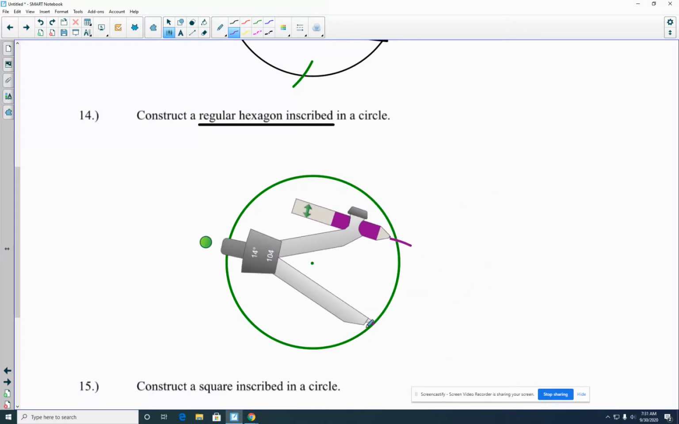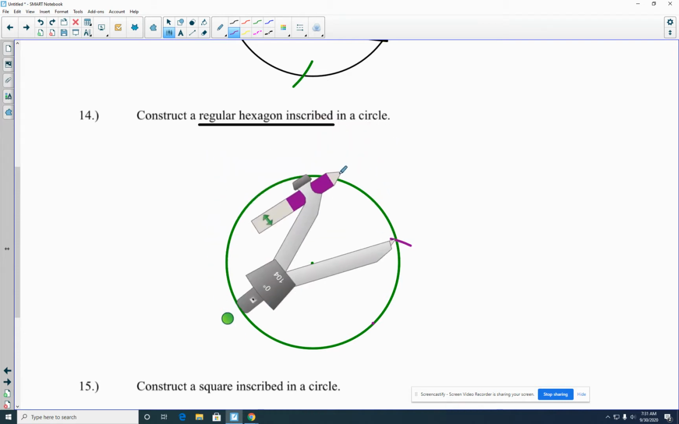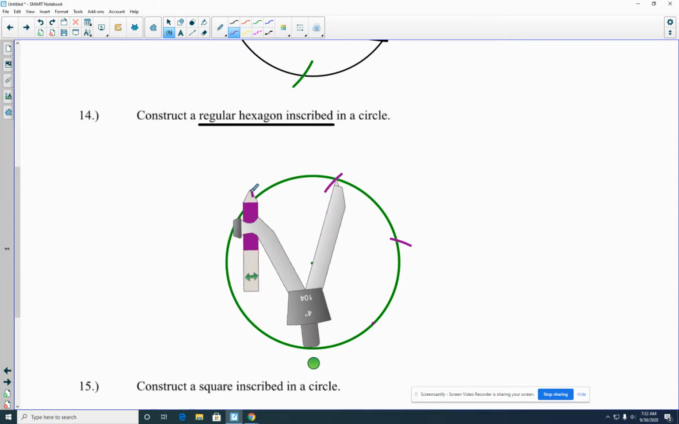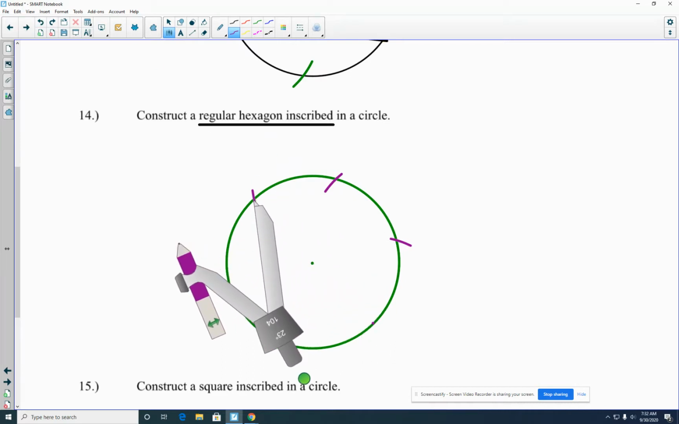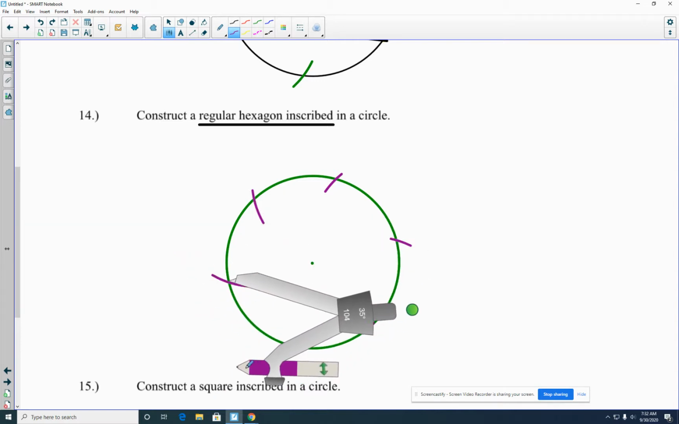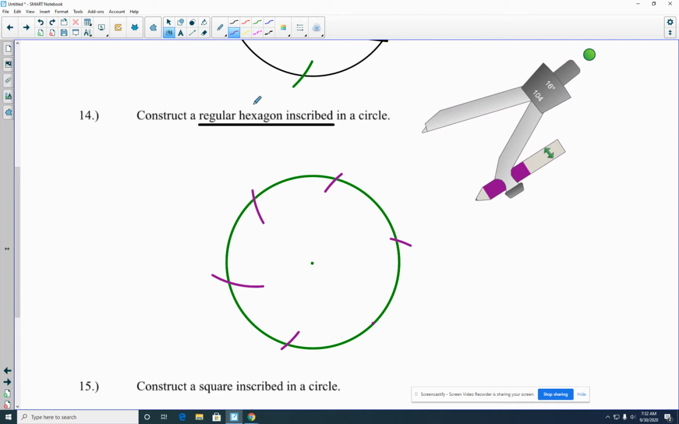So 1, 2, 3, 4, and the fifth arc. And now to get a hexagon, there are 6 sides, so we need all 6 vertices. So 1, 2, 3, 4, 5, 6.